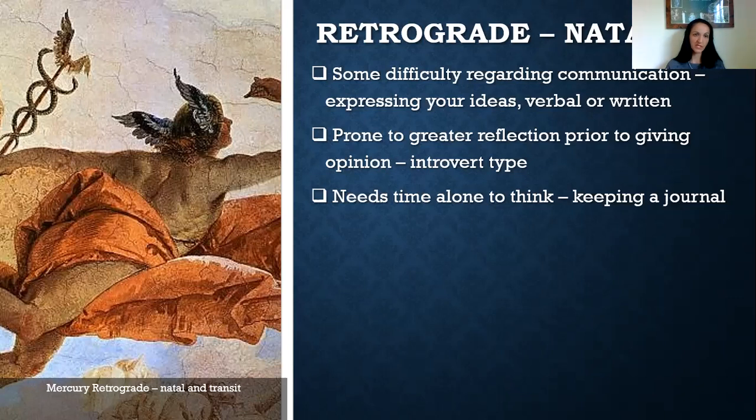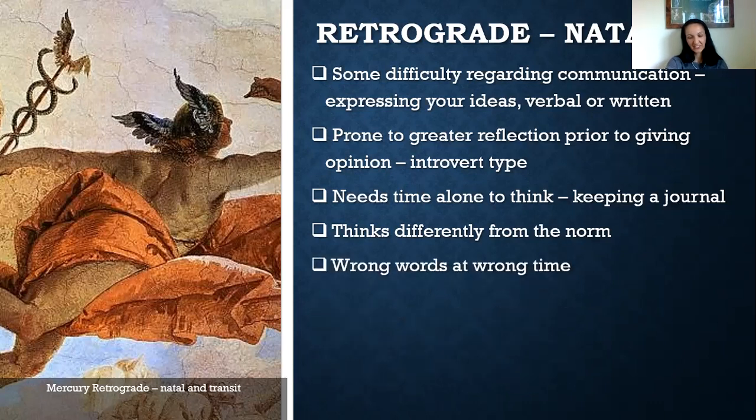we come to brilliant ideas, me as well, and I don't write them and then I forget them. So it's good to write a journal and keep those ideas and read them after a while and maybe implement them. So those people with retrograde Mercury, they think differently from the norm, and they use the wrong words at the wrong time. So if you're a person who cannot find the right words at the right time, then check your birth chart and see if you have Mercury retrograde.